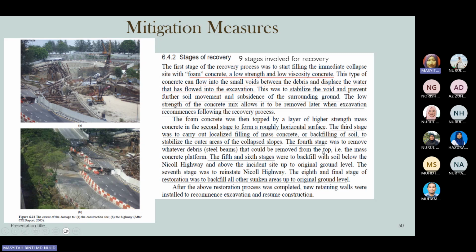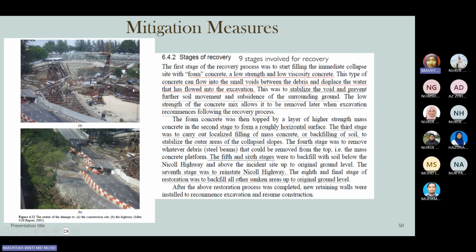In the 4th stage, they removed whatever debris could still be removed from the top. And then in the 5th and 6th stages, they backfilled with soil below the Nicoll Highway and above the incident site to the original ground level. And in the 7th stage, they reinstated the Nicoll Highway. And finally, in the 8th and final stage, number 9, the instruction was to backfill all other sunken areas up to original ground levels.